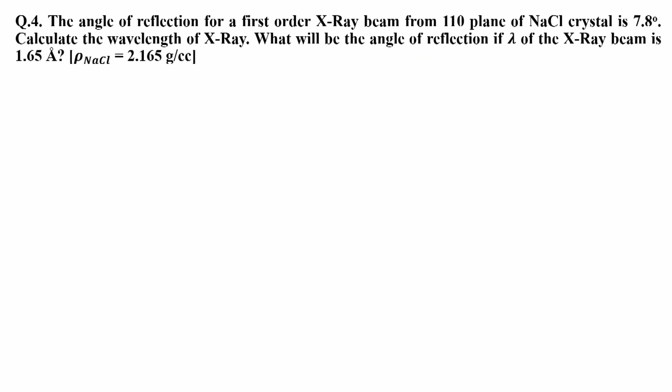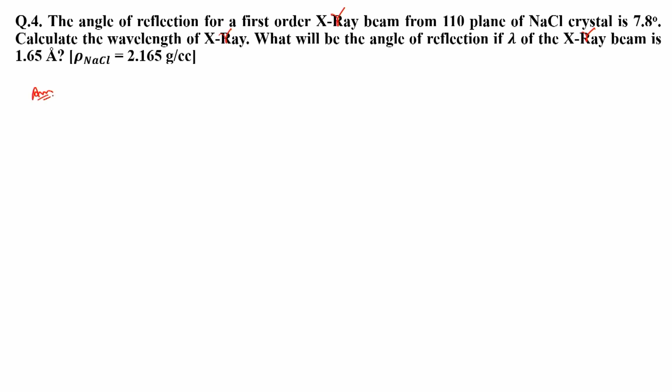Move to problem number 4. It says the angle of reflection for a first order X-ray beam from the 110 plane of NaCl crystal is 7.8 degree. Calculate the wavelength of X-ray. What will be the angle of reflection if lambda of the X-ray beam is 1.65 angstrom? The density is given. Density of NaCl is 2.165 gram per cc.